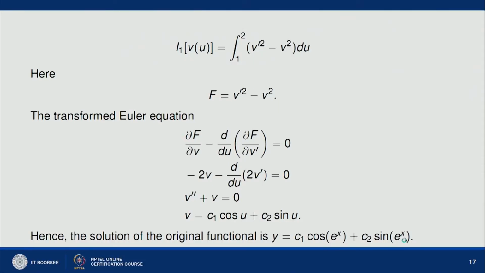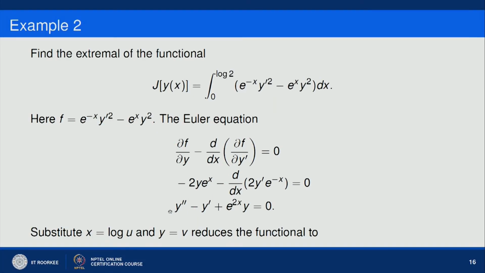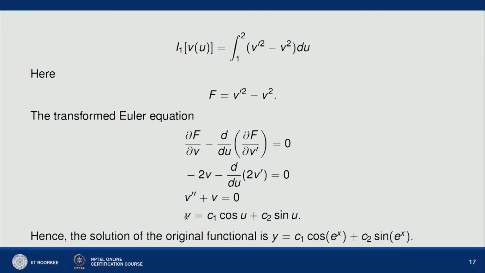So if we start with the original xy coordinate system, then Euler's equation is this, which is a little bit difficult to solve here, but if we change the coordinate system, we have seen that it is very easy to obtain the extremal curve in the new coordinate system. So that is a very useful application of the invariance of Euler's equation.